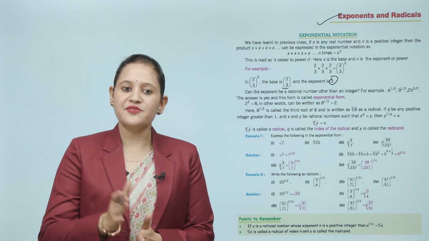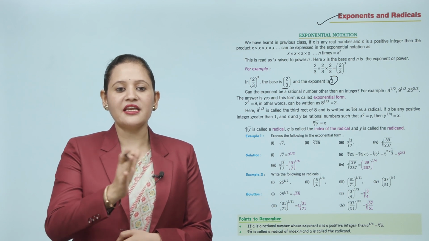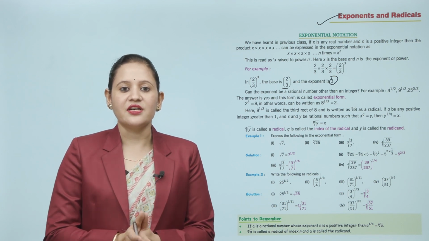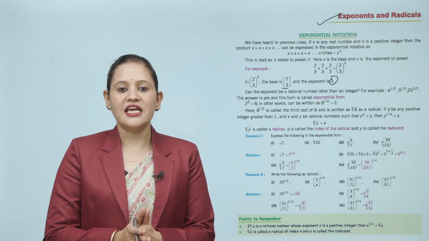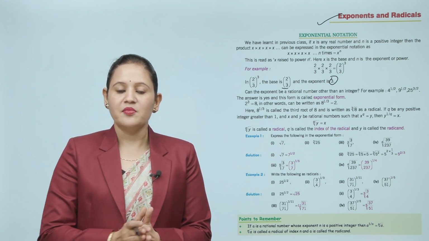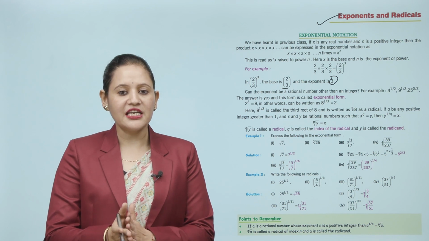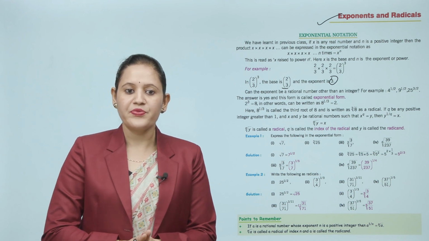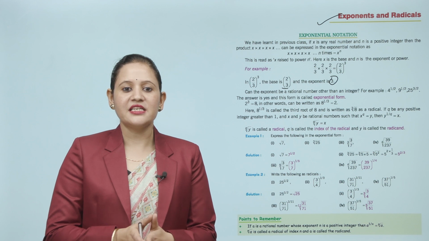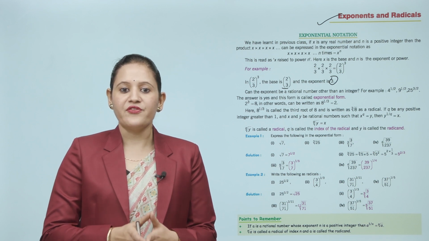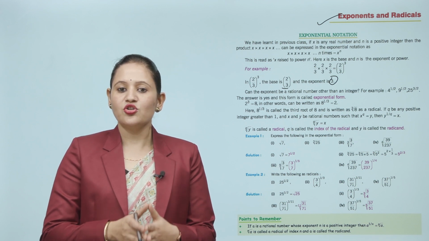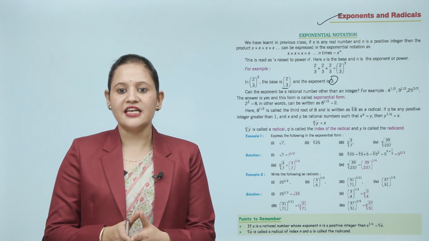2 to the power 3 equals 8, meaning if we multiply 2 three times, we get 8. In other words, it can be written as 8 to the power 1 by 3, meaning we take the cube root of 8, that is equal to 2. Here 8 to the power 1 by 3 is called the third root of 8, written as cube root of 8, which is a radical.